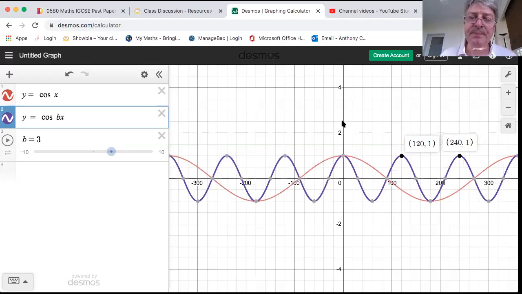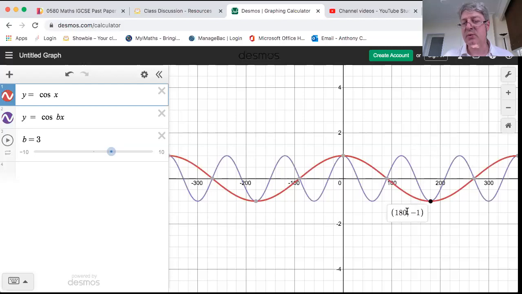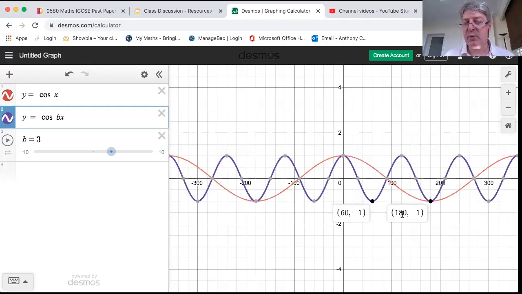So again, this is a stretch by a factor of a third, because if you check the x values on the red curve, that's 180. This is at the bottom of the curve. This is clearly the bottom of the new curve. If we compare it, this should be 60. We know it should be 60 because we should be doing a third of 180. Okay, a third of 180. So this is what we call a stretch by a scale factor of a third.